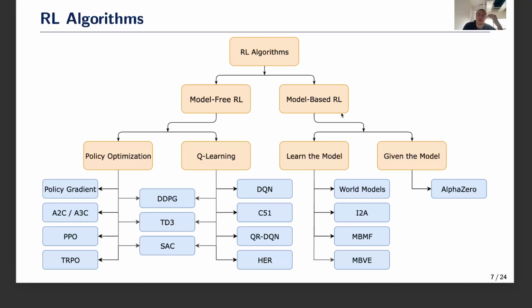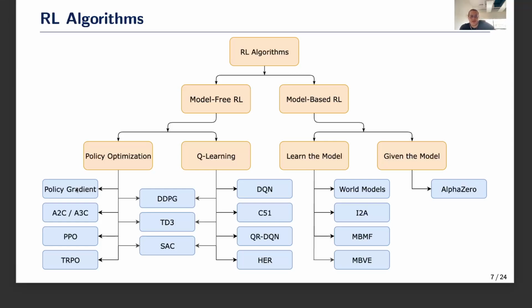Model-free methods are split in two big categories: policy optimization methods and Q-learning. Some of the most well-known methods using policy gradient we discussed above.